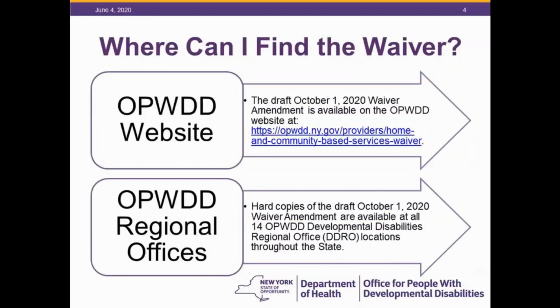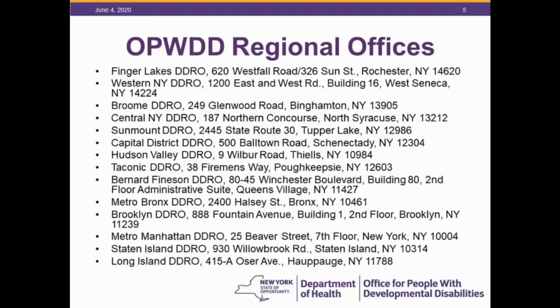So, where can I find the waiver? There's a couple of places where you can find the current waiver amendment that's been proposed. One option is you can view an electronic copy of it on our OPWDD website. The link to that copy is on the slide in front of you in the top arrow. Another option is that each one of our regional offices statewide has a hard copy of the waiver amendment available for review. And just in case you don't already know where your local regional office is located, this slide provides the addresses for each of those physical location sites. I'm just going to leave that up for one or two seconds so folks can scroll to find the address for their regional office.